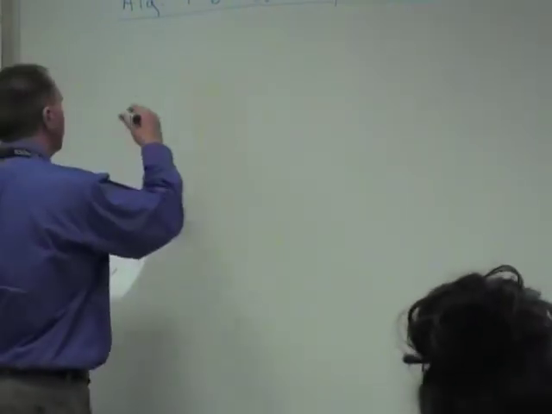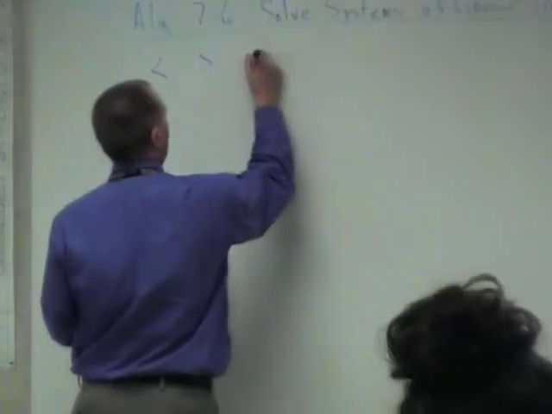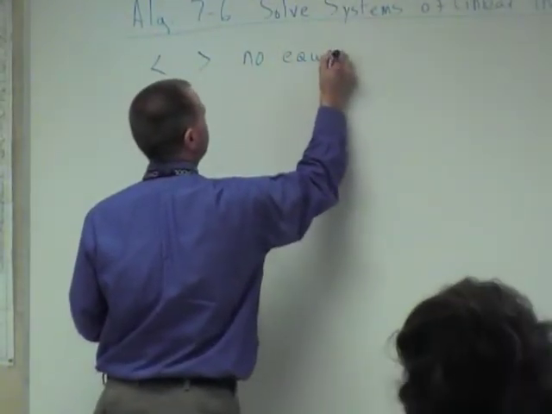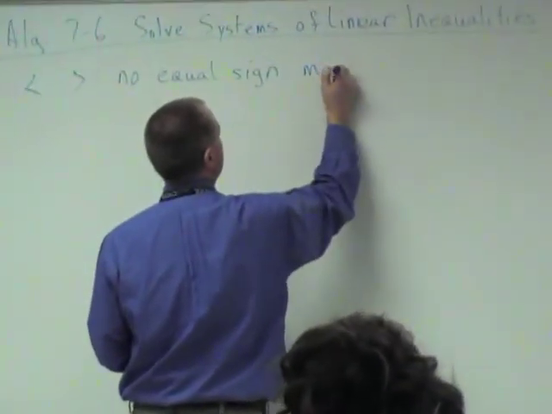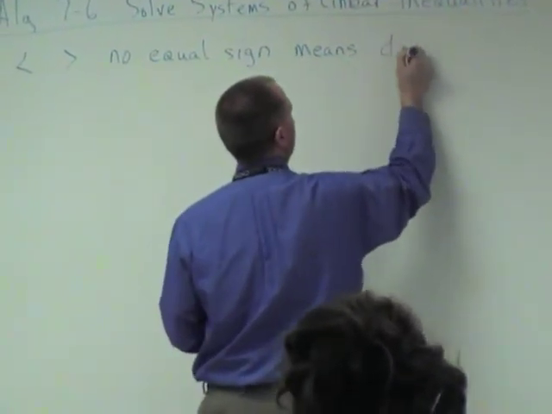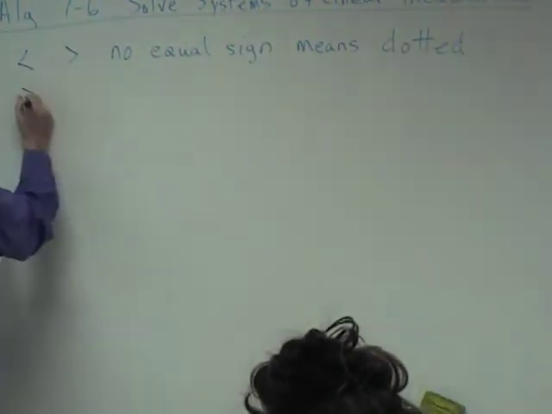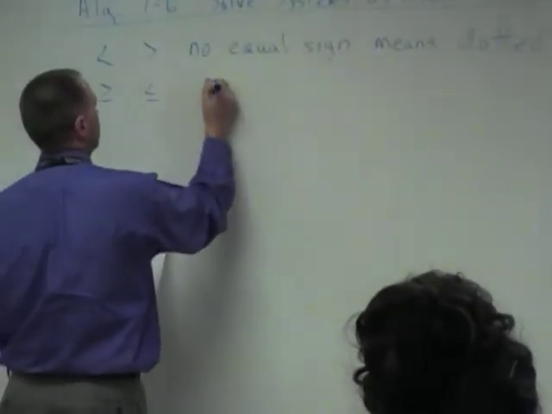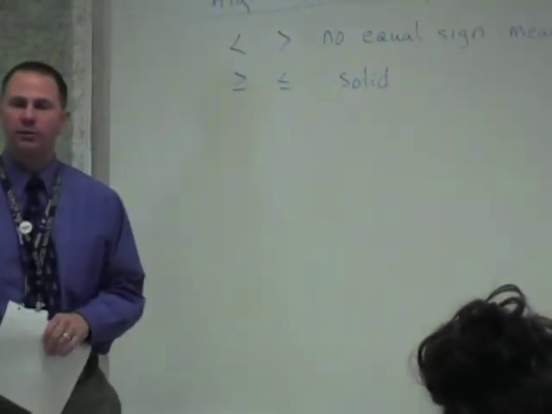So, again, as a review, whenever you have less than or greater than with no equal sign, then that means you have a dotted line. So if you do have an equal sign, it's solid. So that's all review. We've done this before.